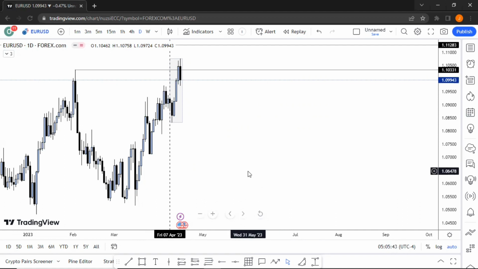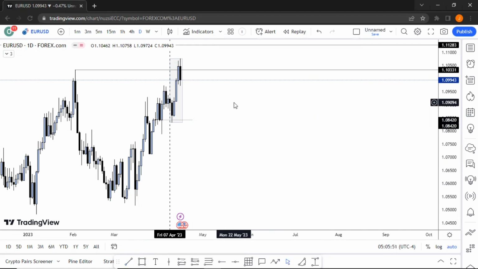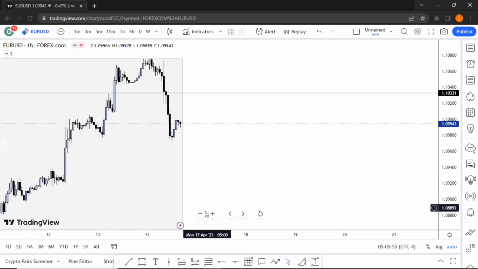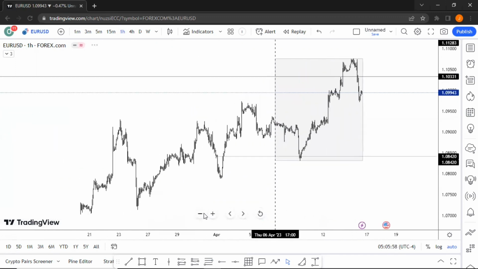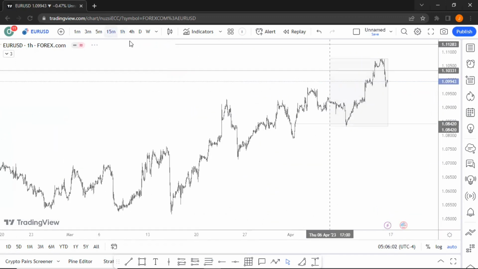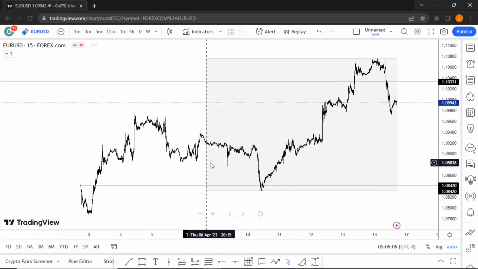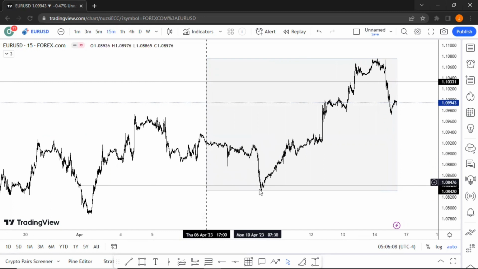All right, so we have this rejection block here. Right there we have it. So now I'm going to scroll down to the 15 minutes and zoom out for us to look at the price action here. So what did we have here?